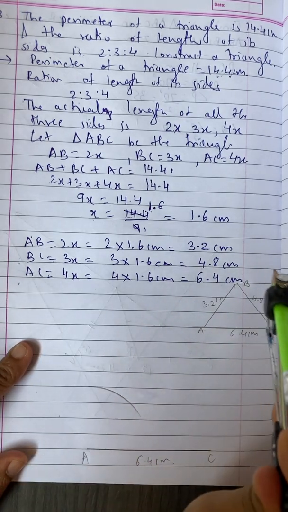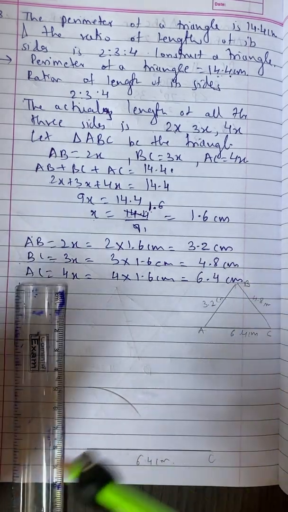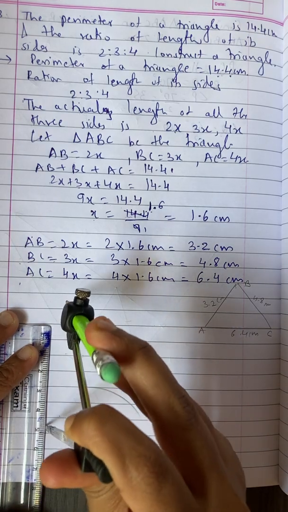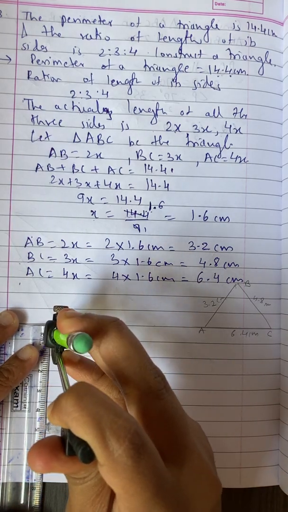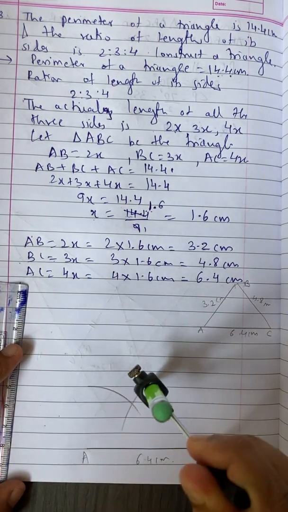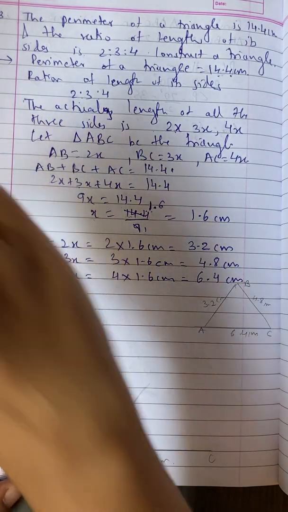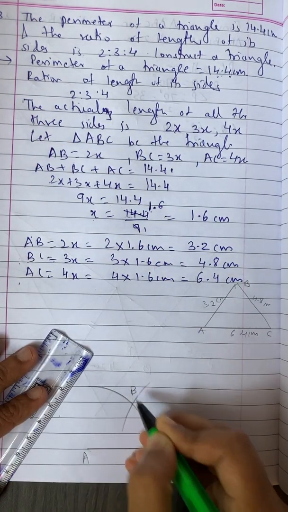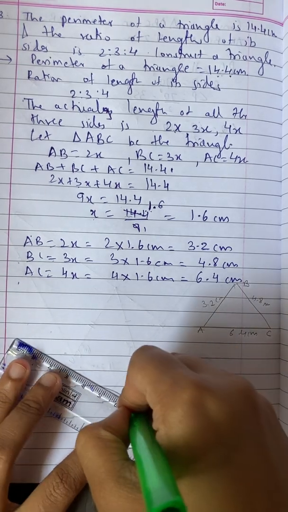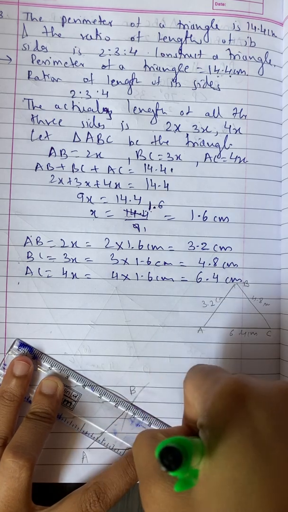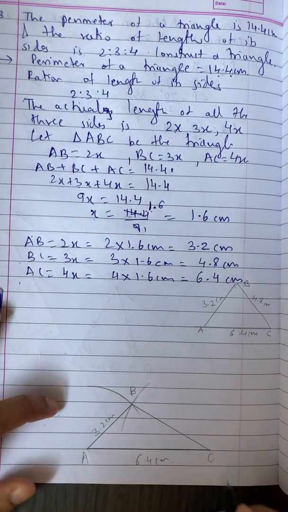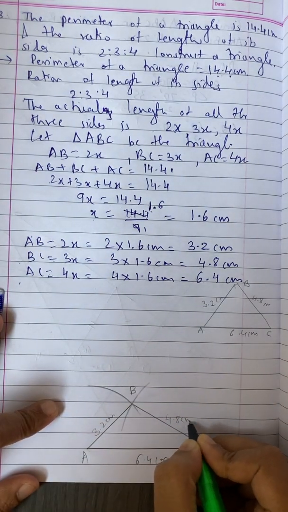Now from C, the point B is at 4.8 centimeters. So I'll take 4.8, bring it to 0, and C, and now I get point B intersected. So this point B I'll join with the other two points to get a triangle. Okay, so I get triangle ABC. So write down all the measurements. 3.2 centimeters, and that is 4.8 centimeters.